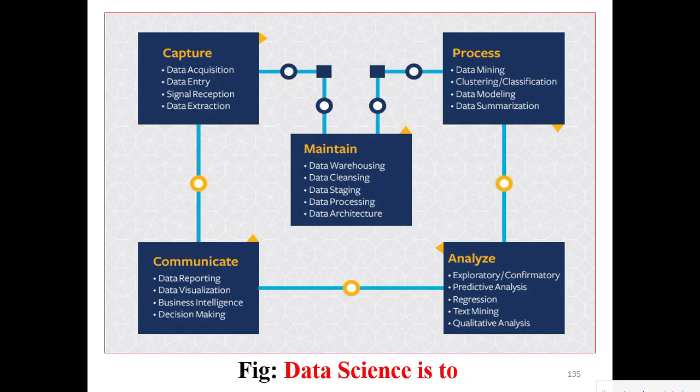Then data science has five process steps. First, capturing the data with the help of data acquisition, data entry, signal reception and data extraction. Then we move to maintain: we store huge volumes of data, with data warehousing, data cleansing, data staging, data processing and data architecture. Then we process the data, applying data mining, clustering, classification, data modeling and data summarization. Then we analyze: exploratory and confirmatory analysis, predictive analysis, regression, text mining and qualitative analysis. Finally we communicate, with data reporting, data visualization, business intelligence and decision making. These are the five steps of data science.